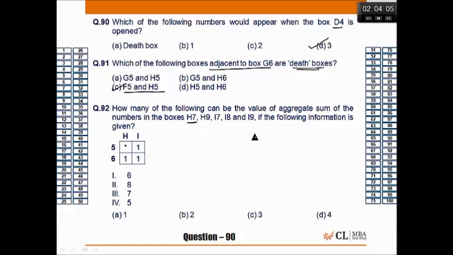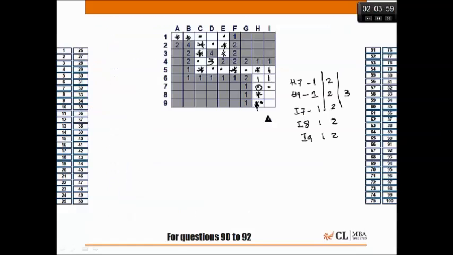How many of the following values can the aggregate sum have? How many values? 2 values here. So 1 or 2. 1, 2 or 3. This can be either 1 or 2. This can be either 1 or 2. This can be either 1 or 2. One value is 1, 2, 3, 4, 5. It can have 5.